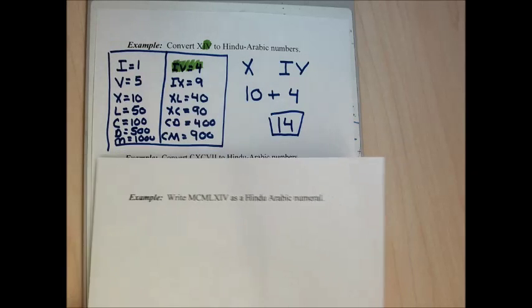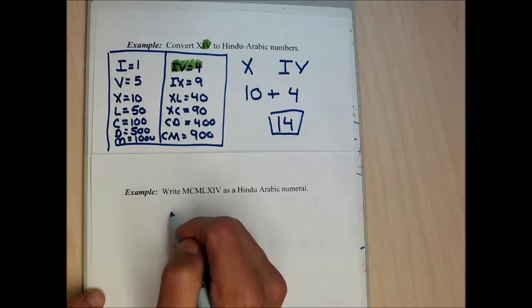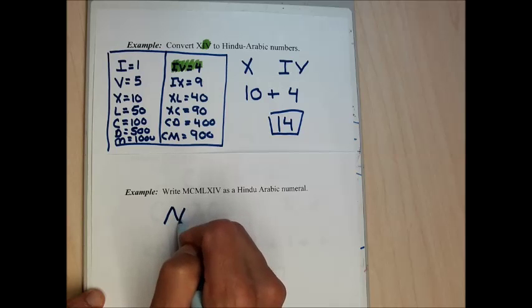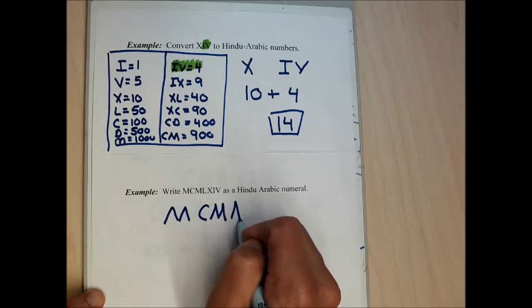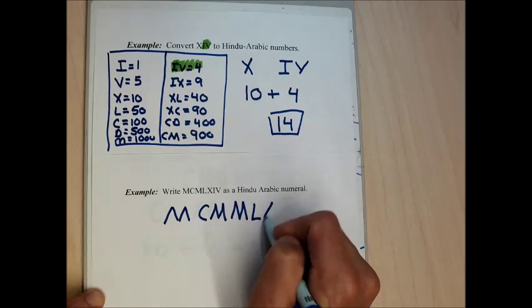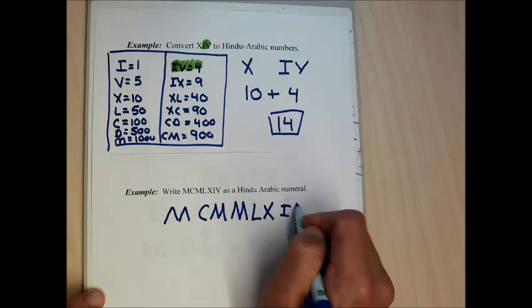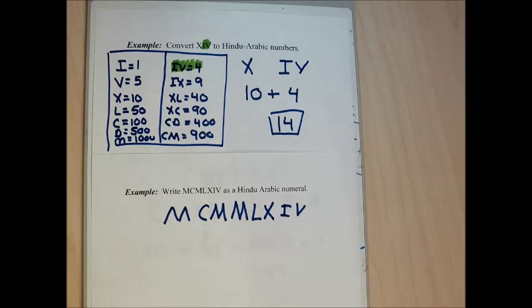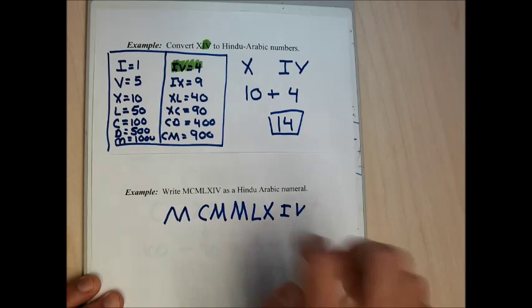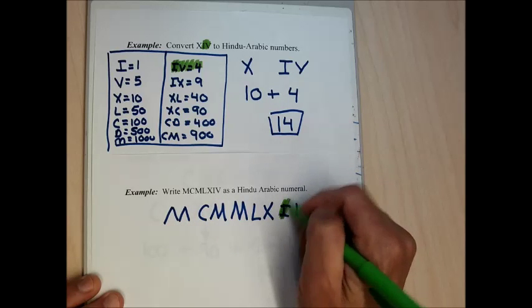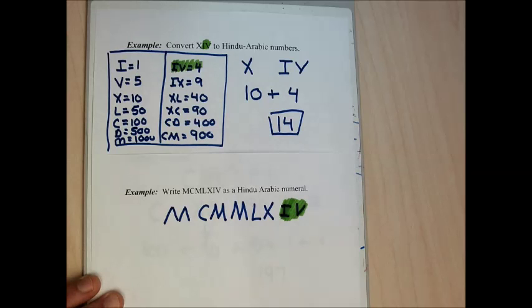One more example, then we'll get into the homework problems. So I'm supposed to take the Roman numeral M, CM, ML, XIV, and change it. So first thing I'm going to look for is any I before a V. And as I scan this number, I see an I before a V. I need to keep these joined together.